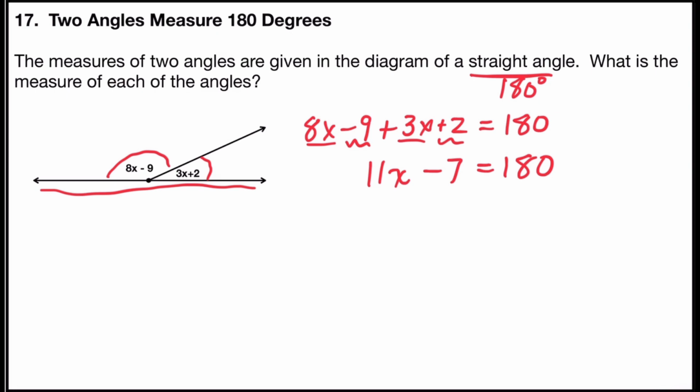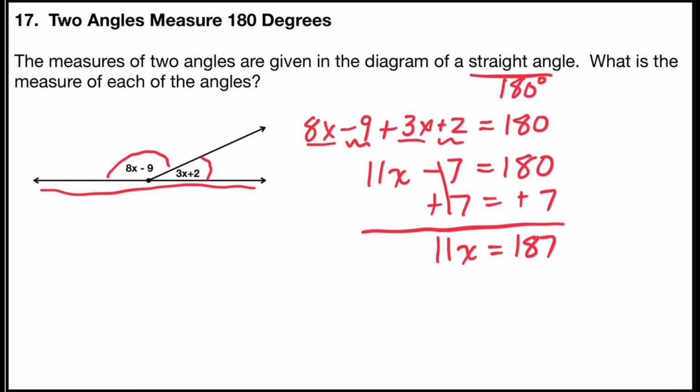And now I just have a two-step. I'm going to add 7 to both sides. Negative 7 plus 7 is 0. 0 plus 11x is 11x. And 180 plus 7 is 187. Now I'll divide both sides by 11 to make the coefficient equal to 1. 11 divided by 11 is 1, or as some people say, it cancels out, leaving me with x. And 187 divided by 11 is 17.